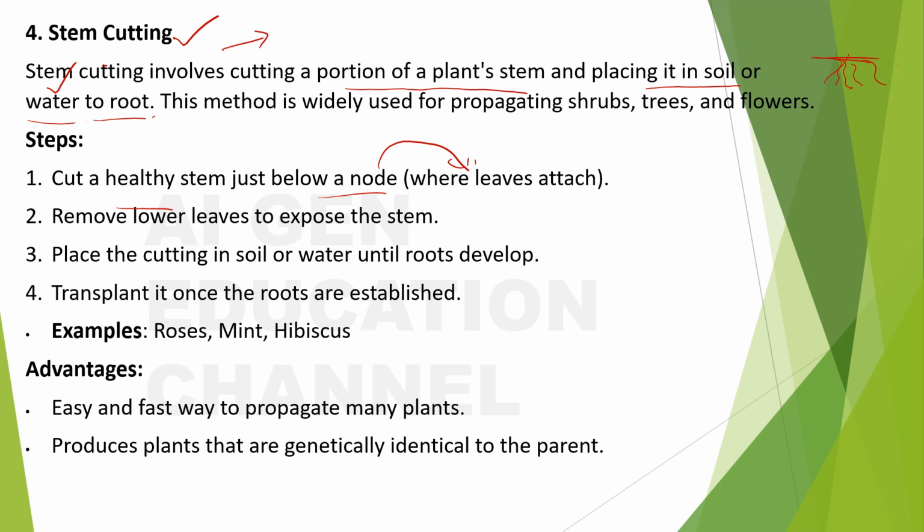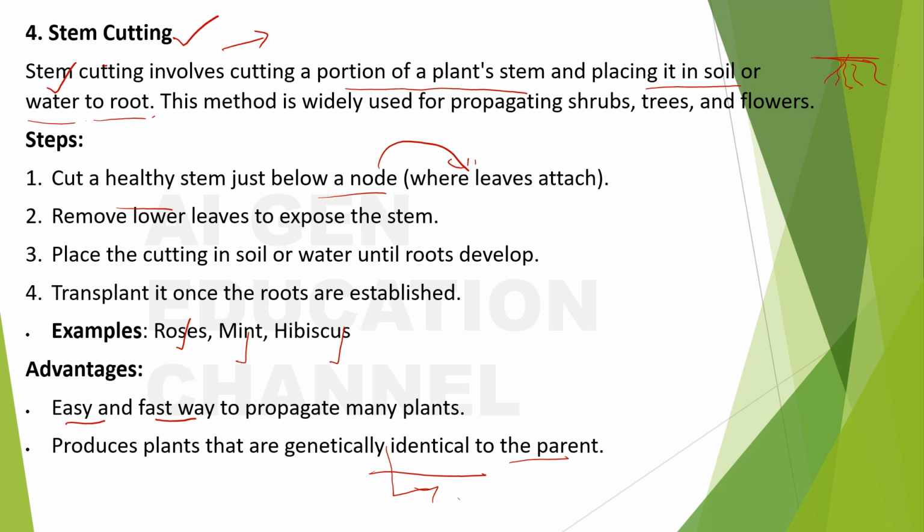So what are the examples of it? Roses, mint and hibiscus. And advantages would be, it is an easy and fast way to propagate many plants. It produces plants that are genetically identical to the parent. This is the same with all the vegetative propagation techniques, right? So you can get a genetically identical plant, and it is an easy and fast way to propagate many plants.